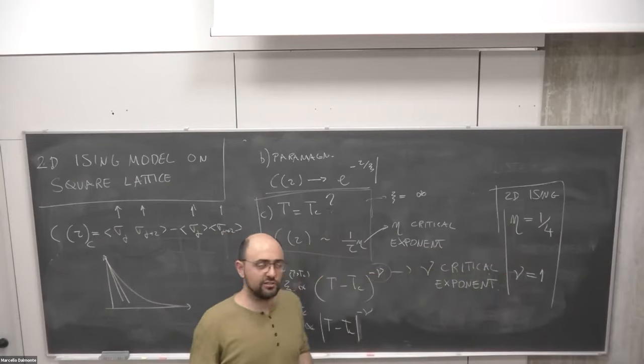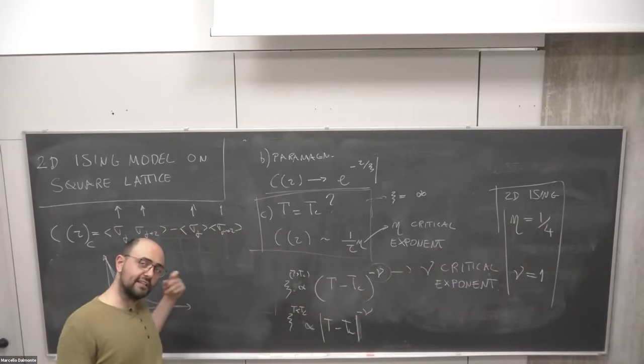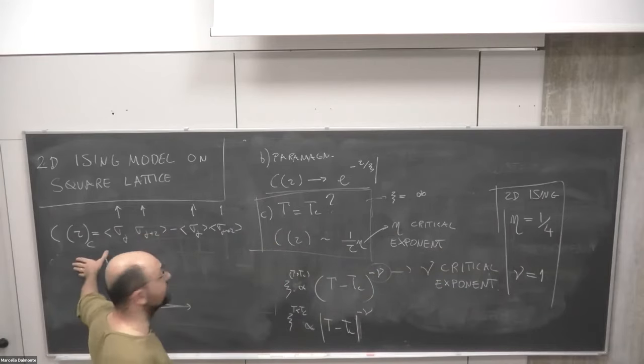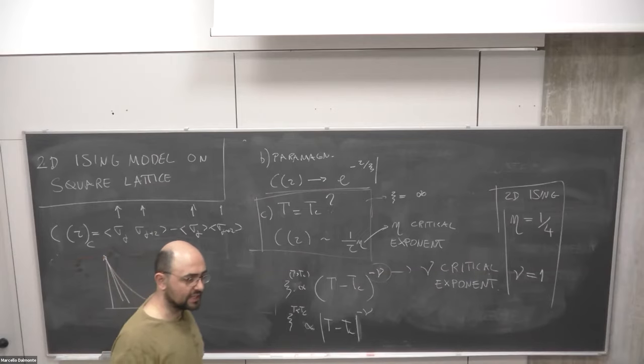So to answer your question, there is a lot to be learned also by looking at the transition from the other side, but this requires these connected correlation functions. And we will not be touching this.